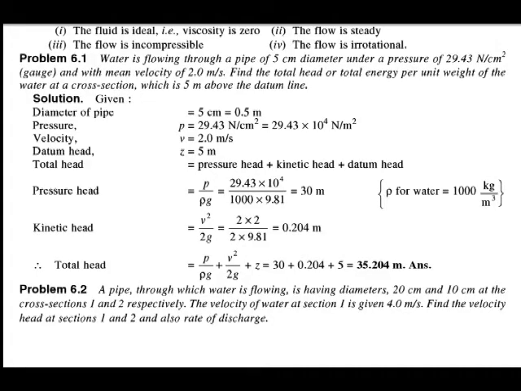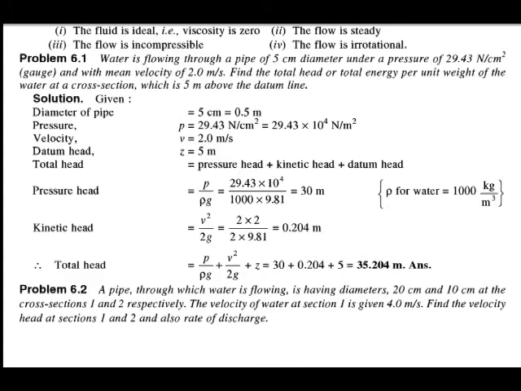So the first problem is: water is flowing through a pipe of 5 cm diameter under a pressure of 29.43 Newton per centimeter square and with a mean velocity of 2 meter per second. Find the total head or total energy per unit weight of the water at the cross section, which is 5 meter above the datum head.